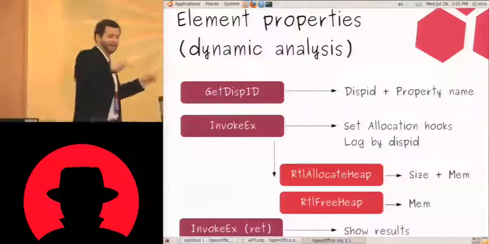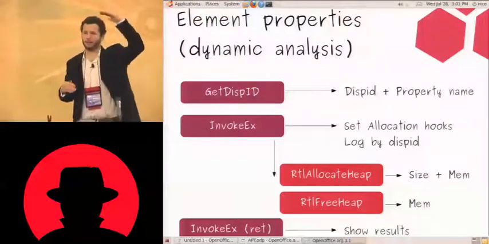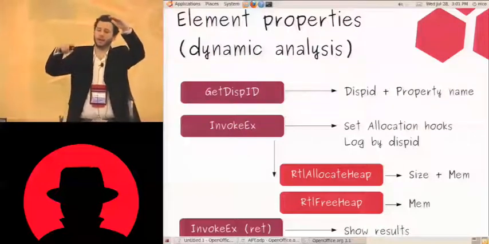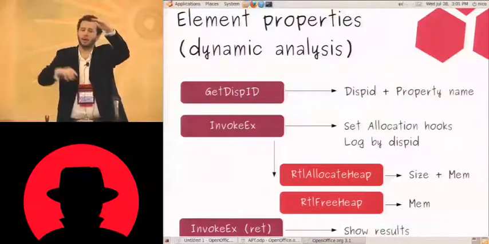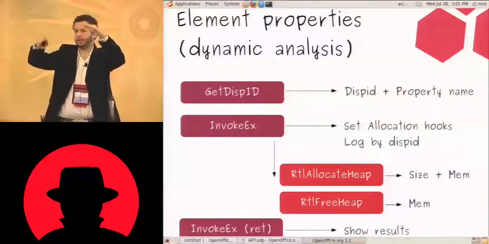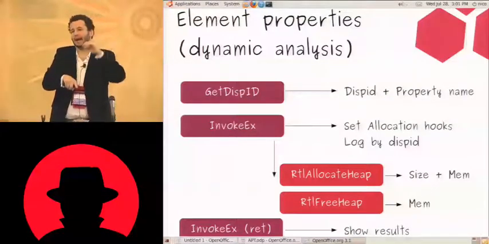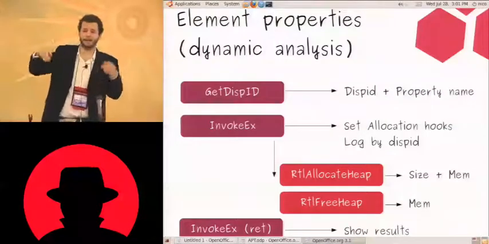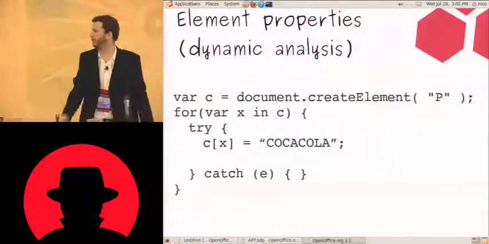And finally, at the end of InvokeX, because basically we set a breakpoint at the beginning of InvokeX, setting the hooks for all the allocations, and then we set a hook at the end. So whenever that gets triggered, we unset all those hooks, and then we have a nice list of things that happen during that invoke, which is what we're looking for.